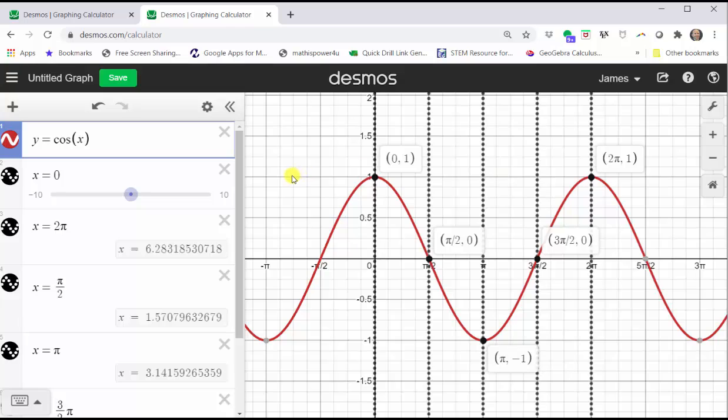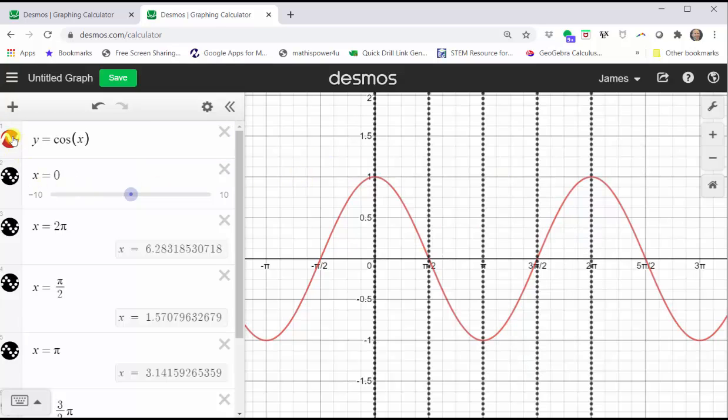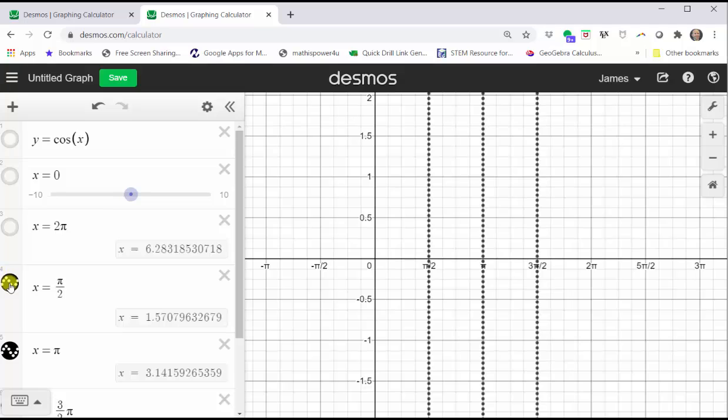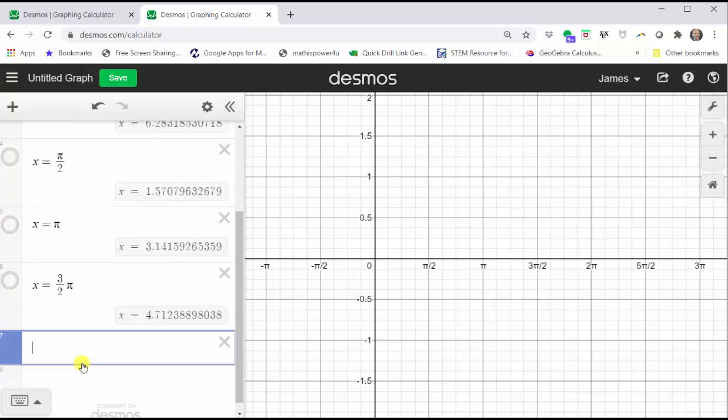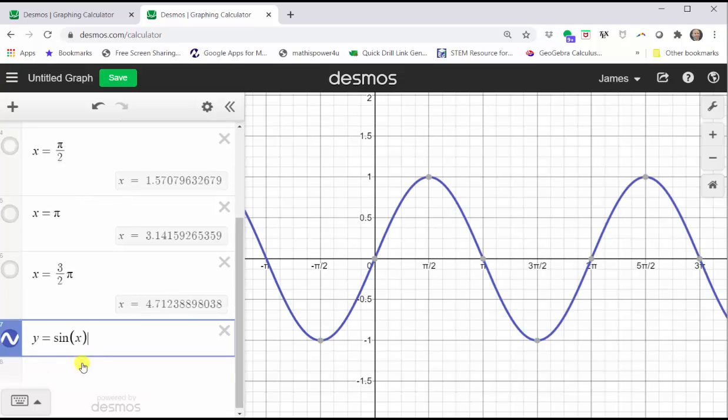And now let's graph the basic sine function. So let's go ahead and turn off cosine, turn off these vertical lines, and go down to cell 7 and enter y equals sine x. Let's click, hold, and drag the graph.